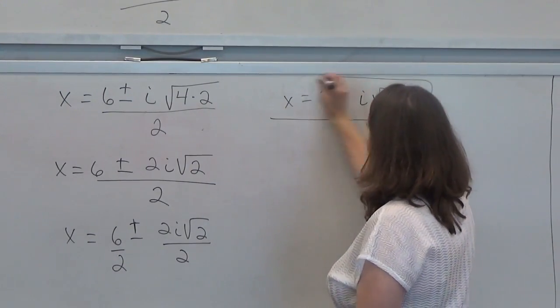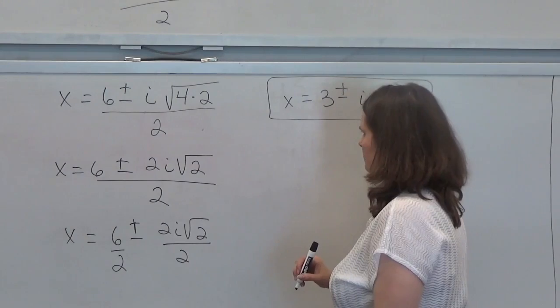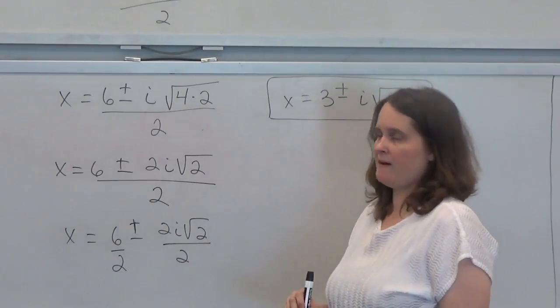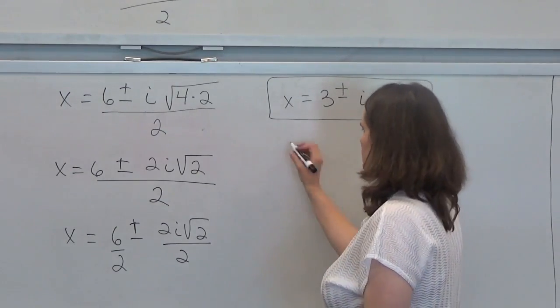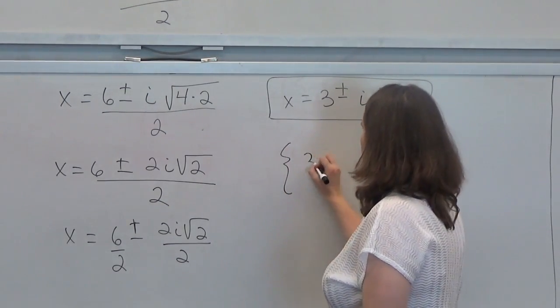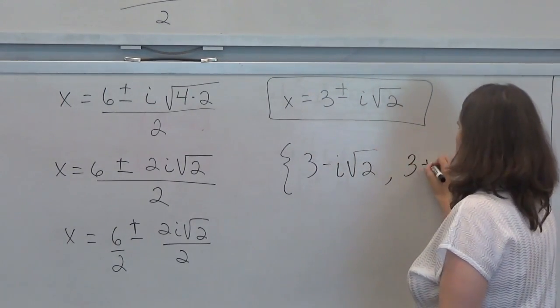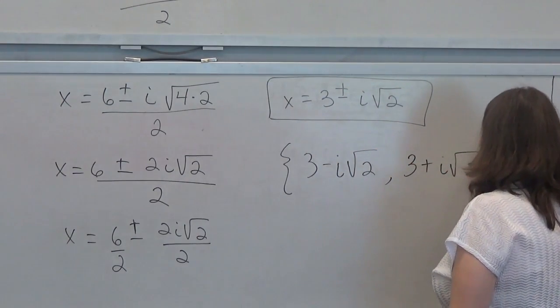Again, if it's a paper test, you can stop here. If it's MyMathLab, or sometimes if it's multiple choice, you'll have to make sure that you can recognize it as a solution set. So you'll have 3 minus i square root 2, comma, 3 plus i square root 2.